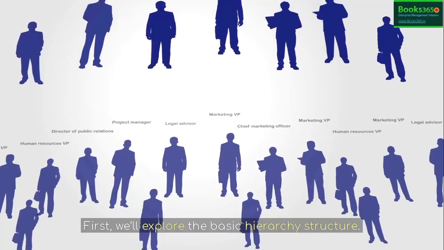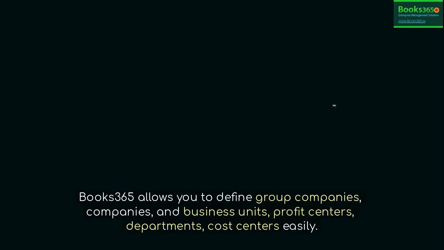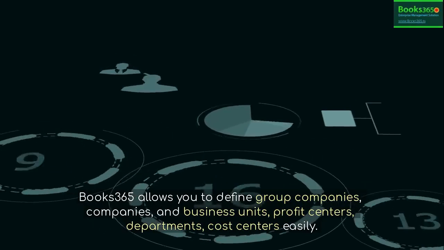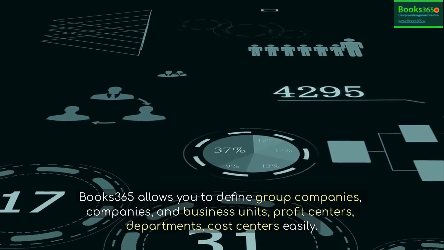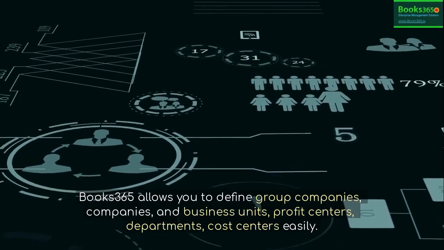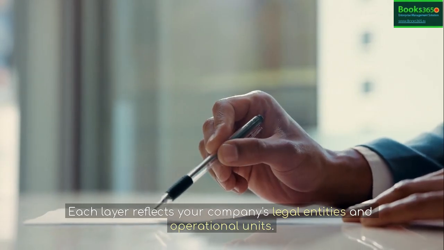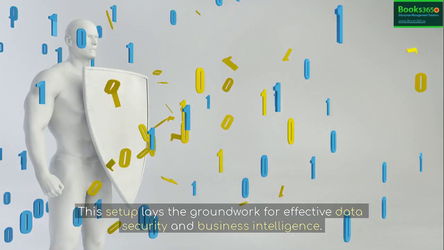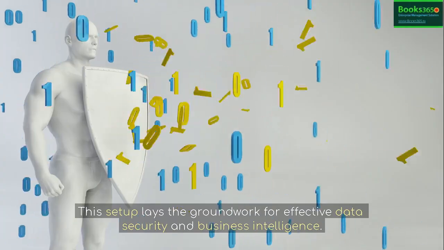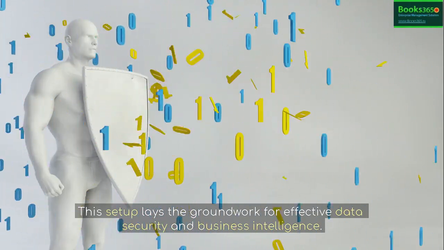First, we'll explore the basic hierarchy structure. Books365 allows you to define group companies and business units, profit centers, departments, and cost centers easily. Each layer reflects your company's legal entities and operational units. This setup lays the groundwork for effective data security and business intelligence.